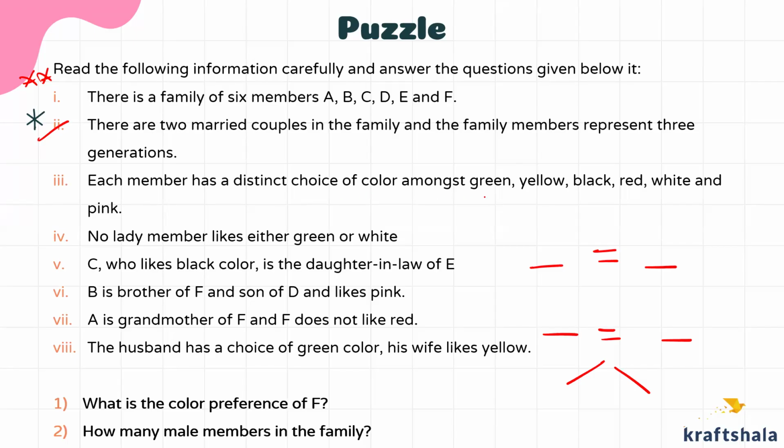Each member has a distinct choice of color. Okay. No lady member likes either green or white. So only the male members like green or white. C, who likes black color, is the daughter-in-law of E. Now the only daughter-in-law can be either of these persons. So suppose I consider this as male, this as female, this as male, this as female. So the only daughter-in-law is this, right? And this person likes black color.